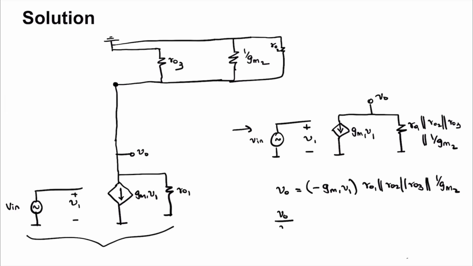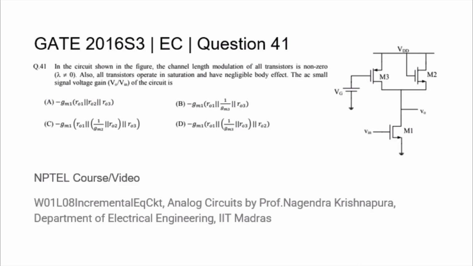So Vout by Vin, this is minus gm, and V1 is equal to Vin, right? So Vout by Vin is minus gm1 times ro1 parallel ro2 parallel ro3 parallel 1 by gm2. Thus, the answer is option C.